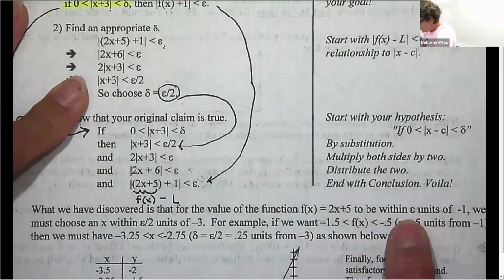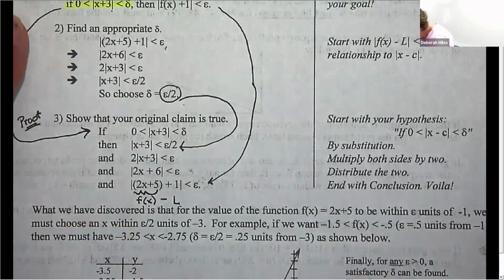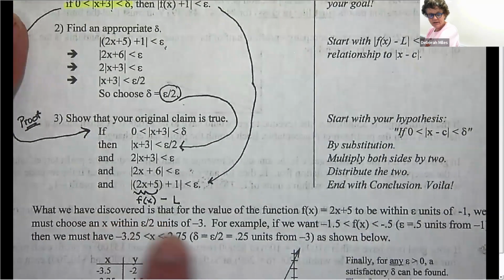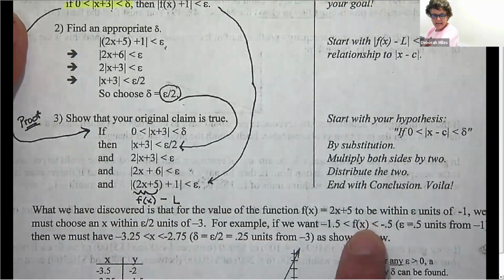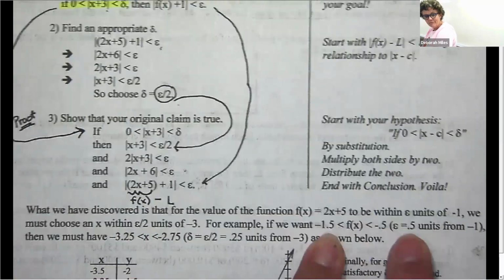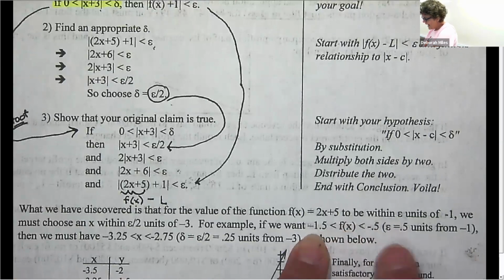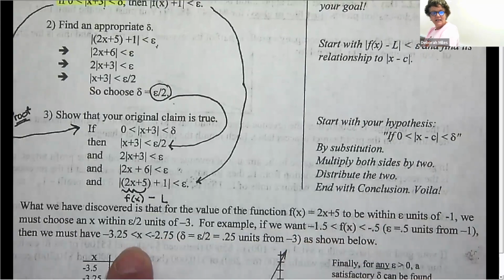All right, so what we've discovered is for the function f of x equals 2x plus 5 to be within epsilon units of -1, we have to choose an x that's within half that distance of -3. If we want f of x to be between -1.5 and -0.5, that's a half a unit from -1. If we want our y to be within a half a unit of -1, then our x is going to have to be within a quarter unit of -3.